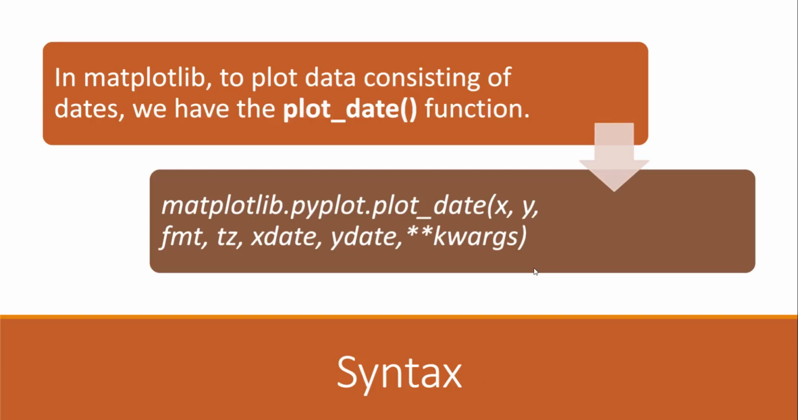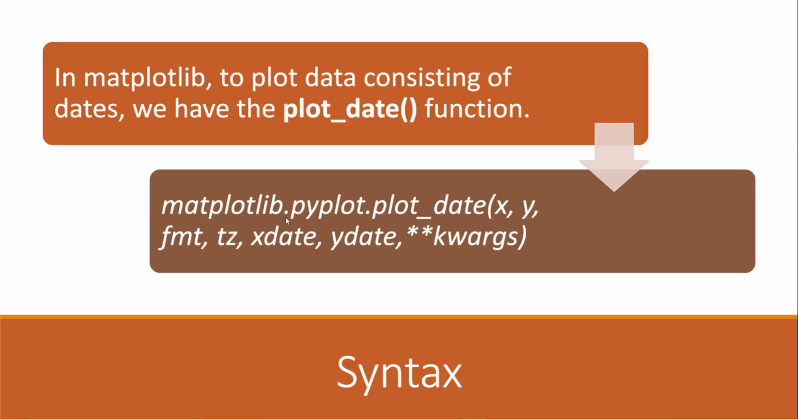In Matplotlib, to plot data consisting of dates, we have the plot_date function. And the syntax for this function is matplotlib.pyplot.plot_date, and we have a number of parameters. So I will tell you some most used parameters. The first one is x and it will take a value as array-like. It is nothing but the horizontal coordinate of the data point. And if xdate is true, the value of the x coordinate is converted as a matplotlib date.